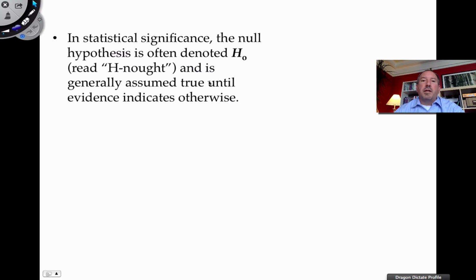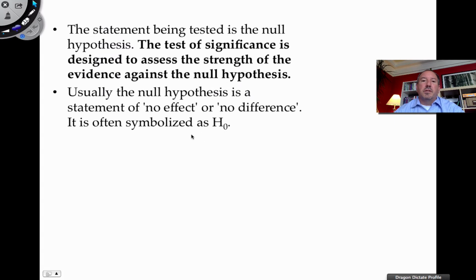So the null hypothesis is usually assumed true unless the evidence, the data that you're collecting, indicates otherwise. Okay? So it's usually assumed true. This is H sub naught, or just simply H naught. So the statement being tested is the null hypothesis. The test of significance is designed to assess, and this is the heart of the matter, the strength of the evidence against the null hypothesis. And that's what the chi-square is all about. It's a measurement of strength against the null hypothesis.